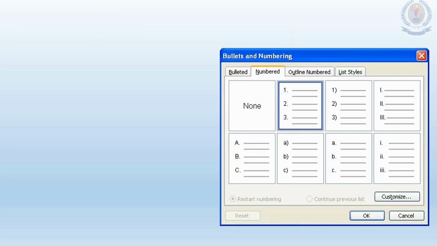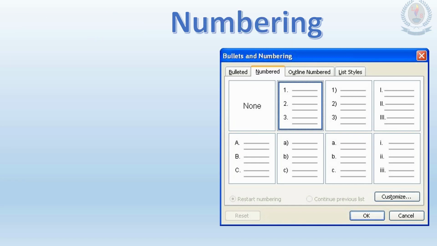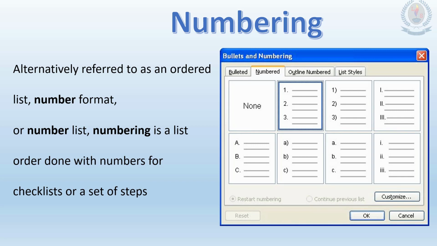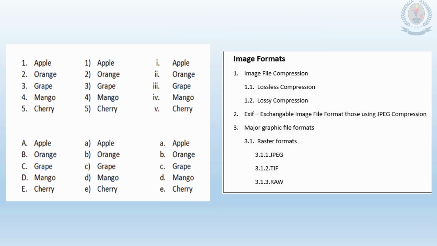And then the numbering, which is the same as bullets. So instead of using bullets, you can use numbering. These will be the examples for numbering. The same list you can get with numbers, right?